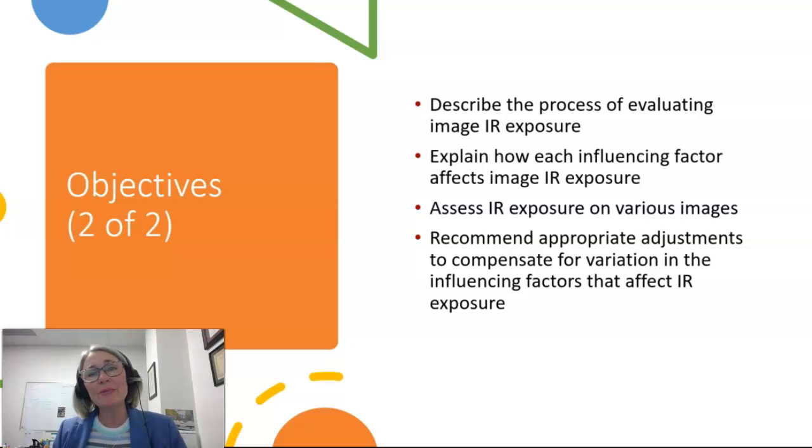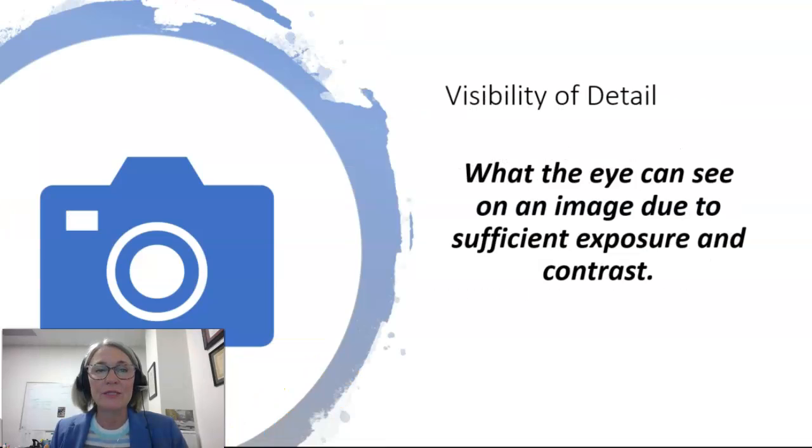So some of this overlaps with the image class that you're taking, Image and Technique. And it's a review of what we've covered already to date in physics. So let's first talk about what is visibility of detail. It is what the eye can see on an image due to sufficient exposure and contrast. So really important to realize that there is more detail than what our eye can see. We are going to be covering the eye in the next couple weeks, so you'll be able to understand a little bit more the limitations of our visual acuity.